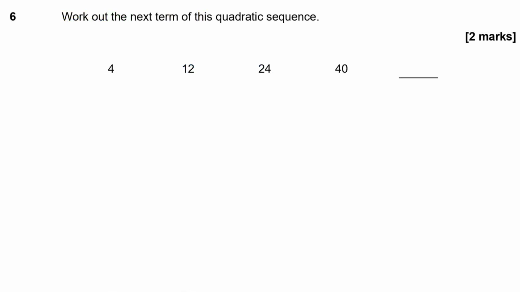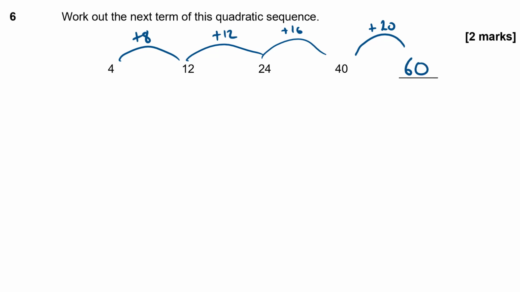Question 6 asks us to find the next term in a quadratic sequence. Now, quadratic sequences don't go up in even jumps like linear ones. This one, between 4 and 12, is plus 8. Between 12 and 24 is plus 12. And between 24 and 40 is plus 16. So they're not going up in equal jumps, but you can see that there's a pattern in how they are increasing. Plus 8, plus 12, plus 16, and the next one is going to increase by plus 20. So 40 plus 20 is 60.